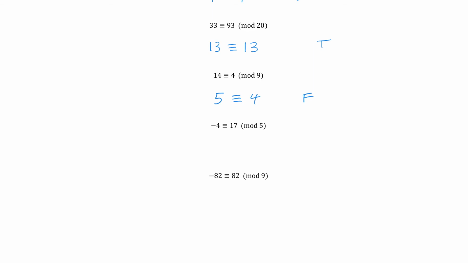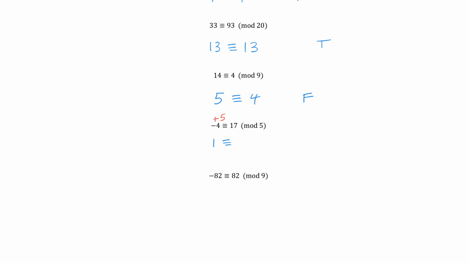In the next problem, we have minus 4 congruent to 17 in mod 5. One helpful tool that I really like to use, especially when you have negative numbers or maybe bigger numbers, is to think about multiples of the mod. So one thing I like to think about here is to add 5 to minus 4, because adding or subtracting the mod will not change the remainder. We'll continue to discuss that in the future. So if we add 5, I get 1.